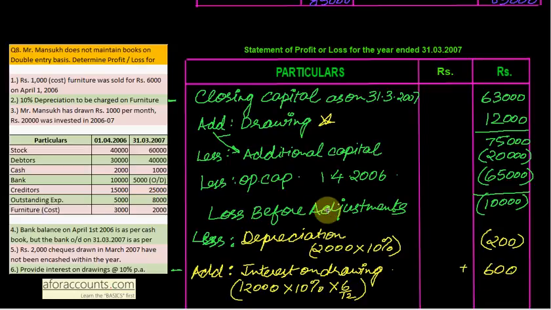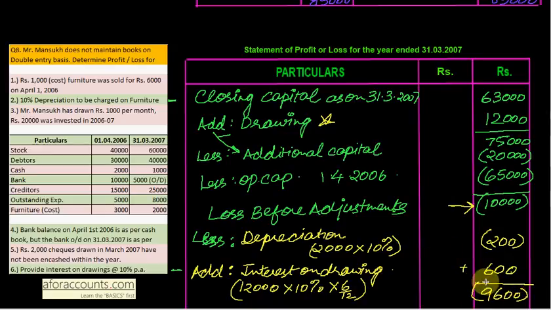Look here, this is a loss. So 10,000 is a negative. Minus 10,000 and minus 200, so it is 10,200 is your loss, and from that, profit of 600. So remove 600. So the loss left here is 9,600.